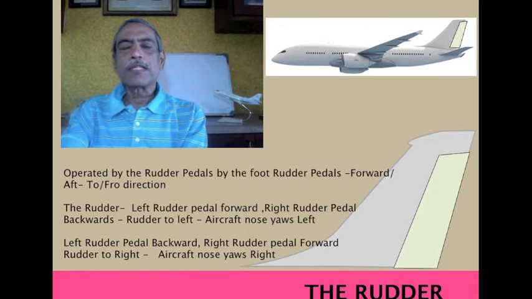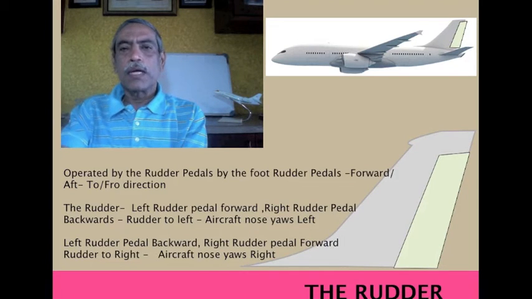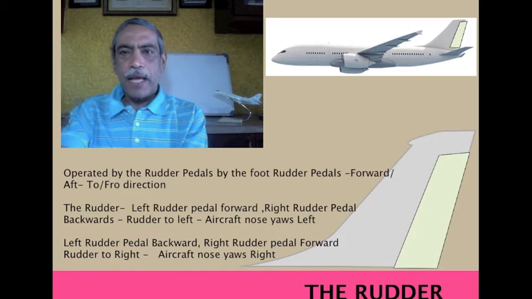The next control surface which we are going to see is the rudder. The rudder controls the yaw of the nose of the aircraft, and it is operated by the rudder pedals, which will be operated by the pilot by his foot in the cockpit. So the rudder pedals are operated in a to and fro motion, up and down, fore and aft axis.